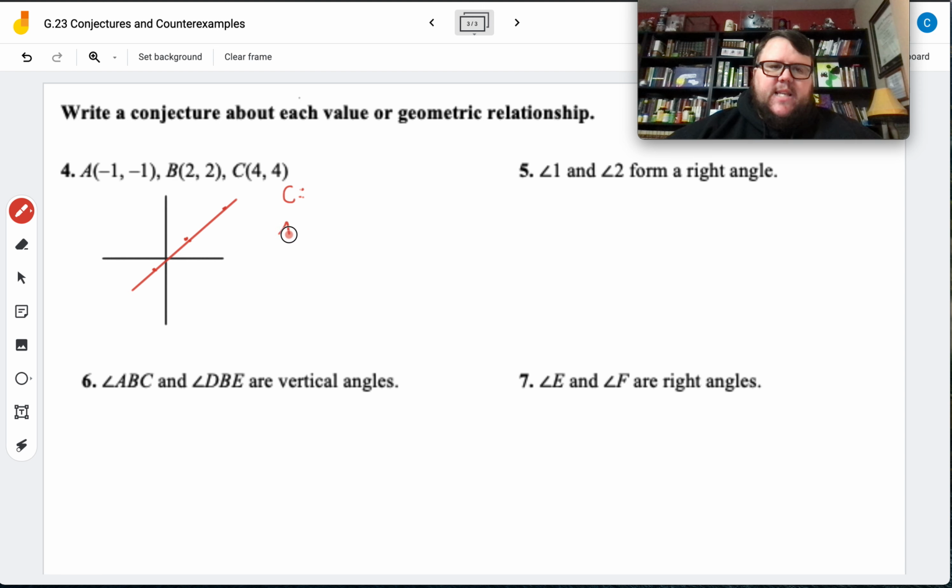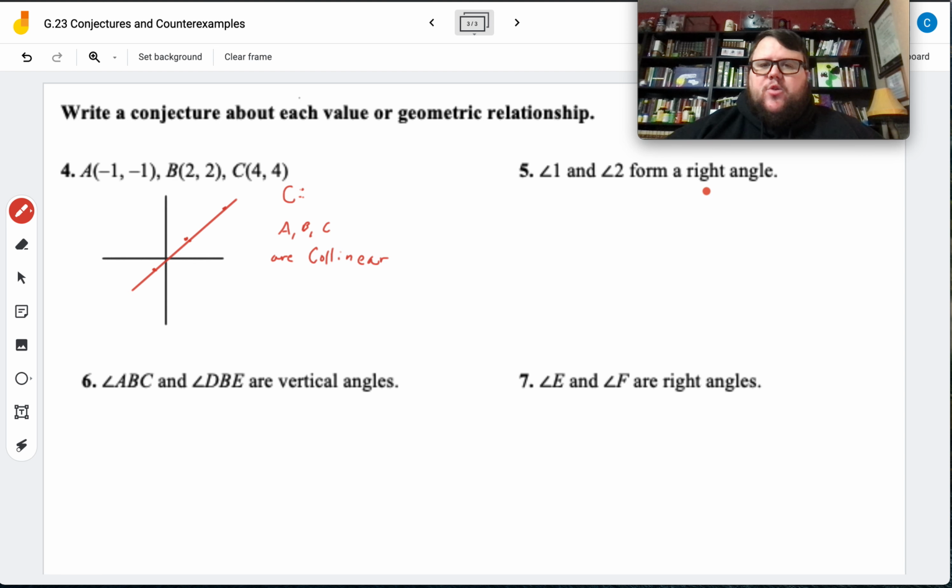So our conjecture is A, B, and C are collinear. There's 2 L's, I think. So that's our conjecture. A, B, and C are collinear.